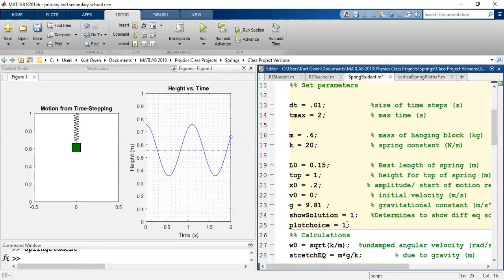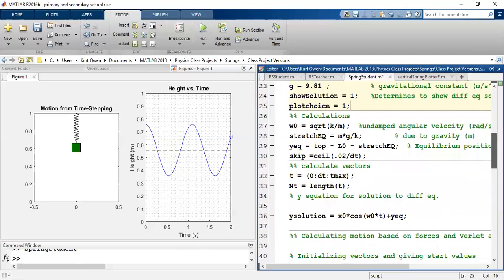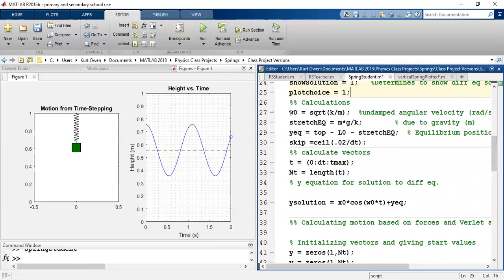Plot choice: for right now, the only choice we have is height versus time, so we'll leave that on 1, but you're going to be adding plot choices as you go. All right, now let's look at this, line 27. I'm calling this omega 0, okay?